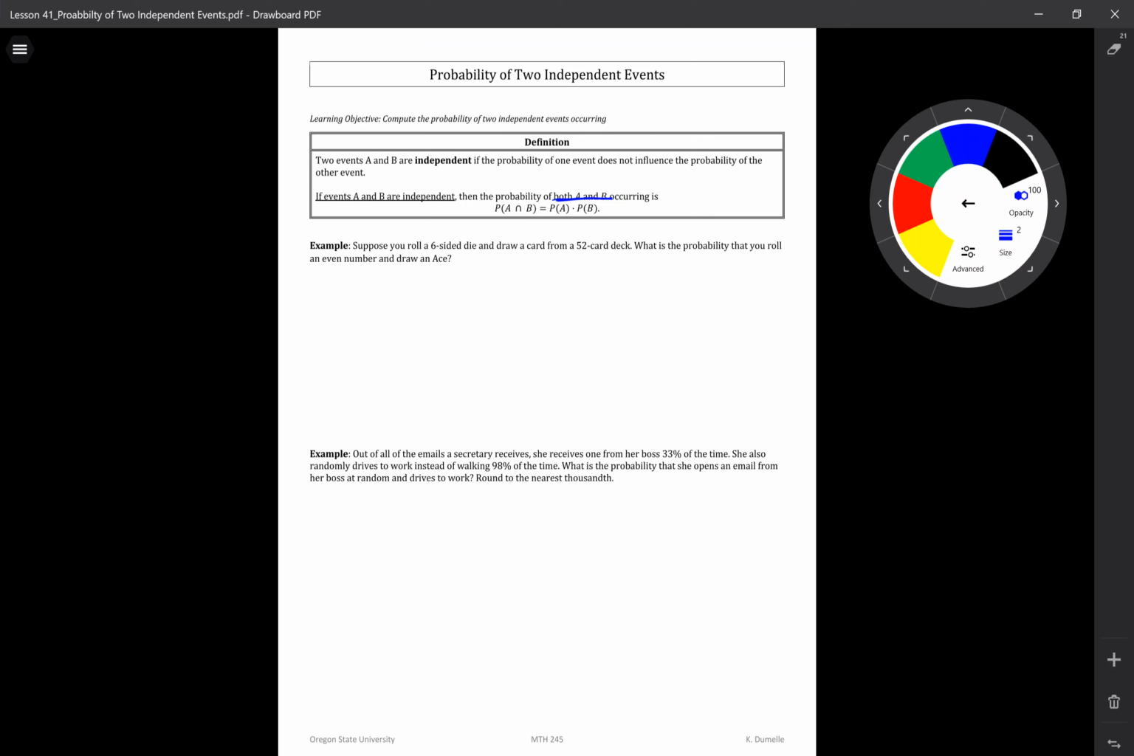So I'm going to call A rolling an even number. What's the probability that I roll an even number on the die? Well, there are 3 even numbers out of 6, so this is 1/2. And I'm going to call event B drawing an ace. What's the probability that I draw an ace? It is 1 out of 13.